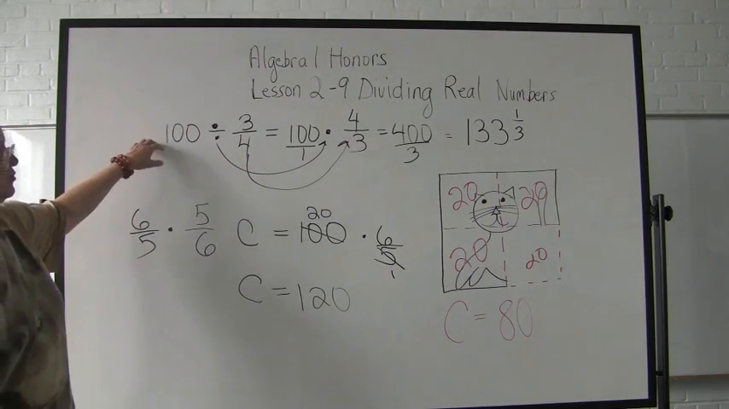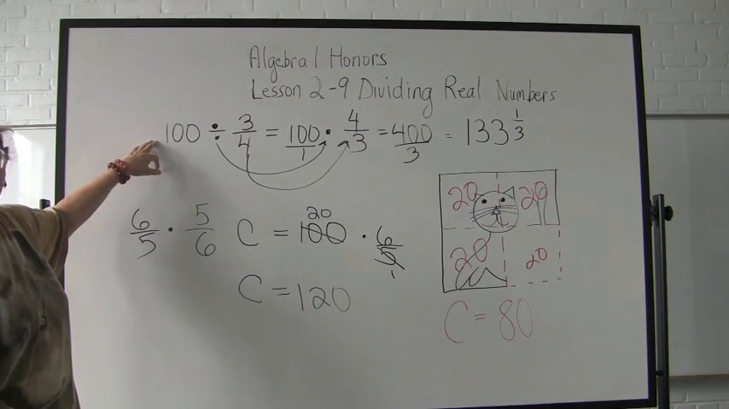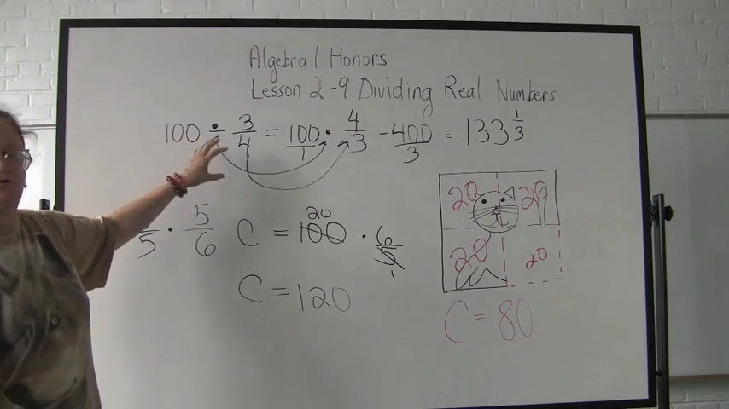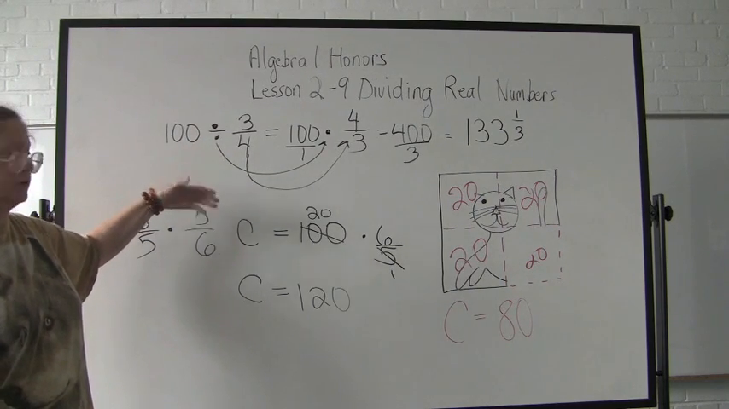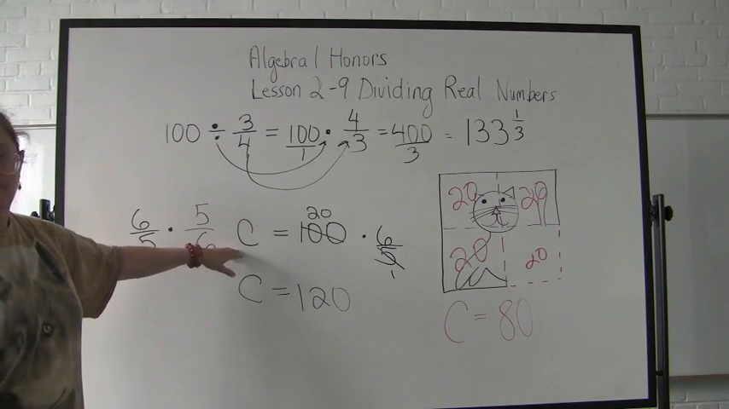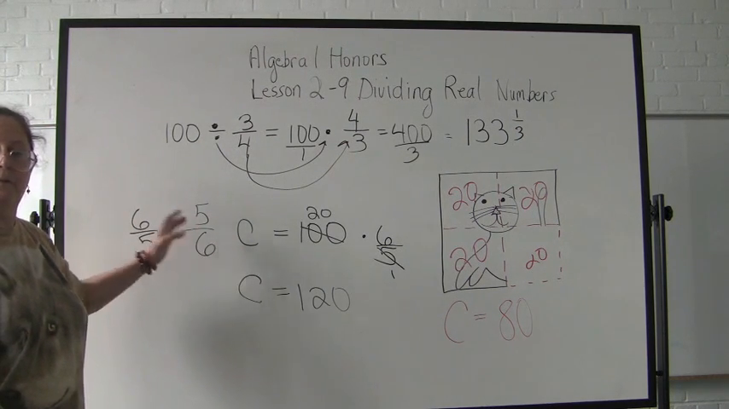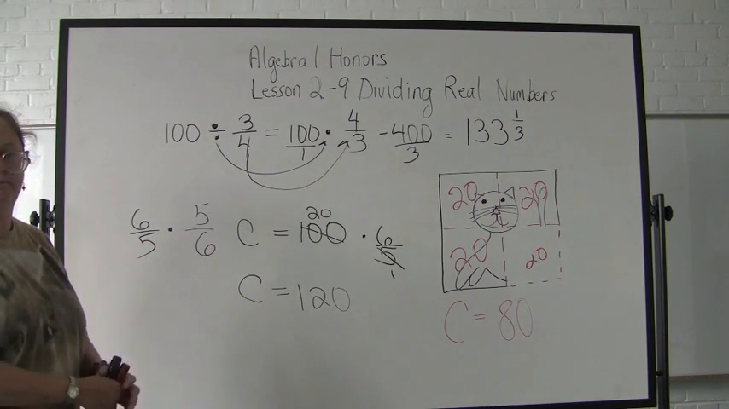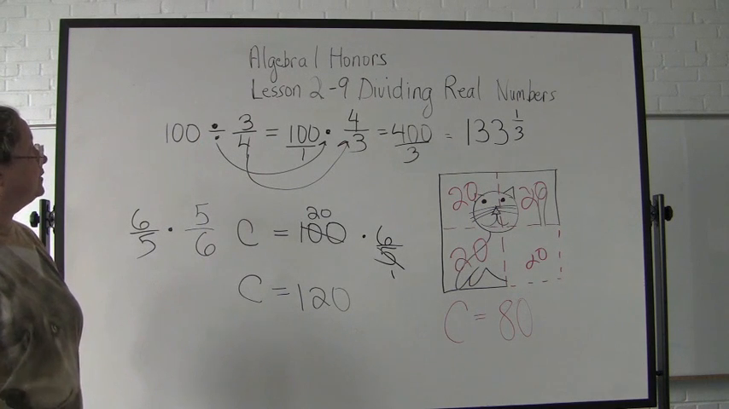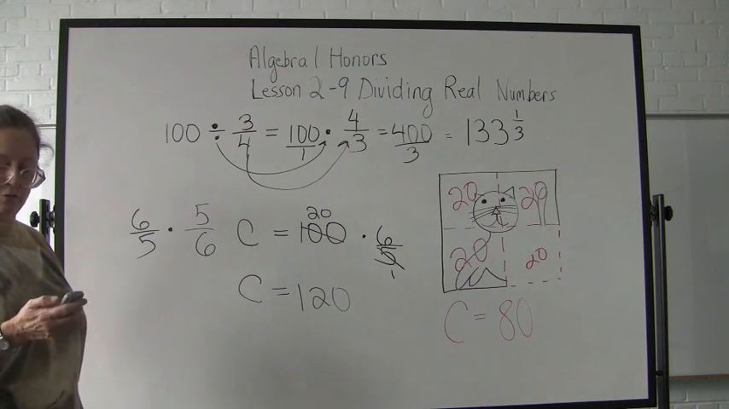So that's why this is a powerful idea. The idea that when you're dividing by a fraction, you can multiply by its reciprocal lets you do problems like this, where you have a variable with a fraction in front of it, much more simply. That's what's important in lesson 2-9.